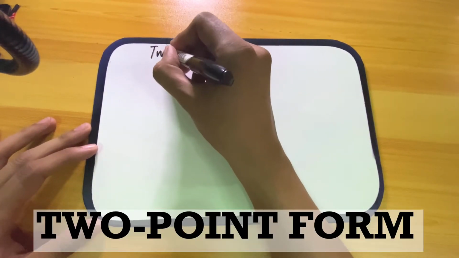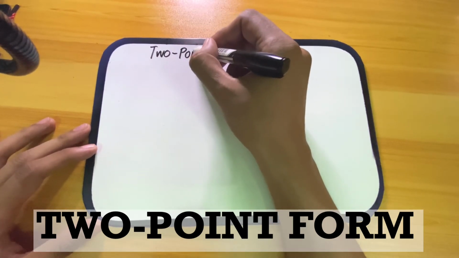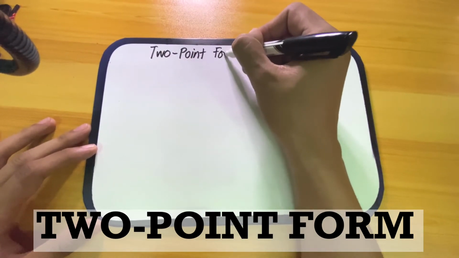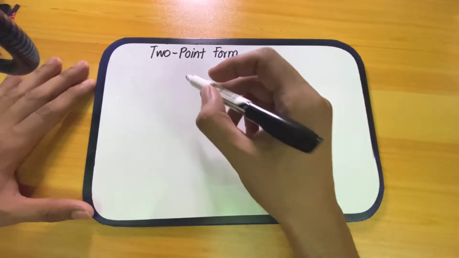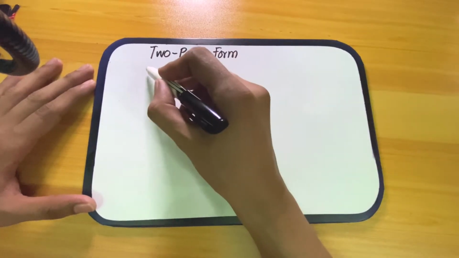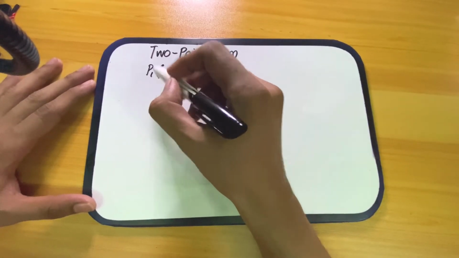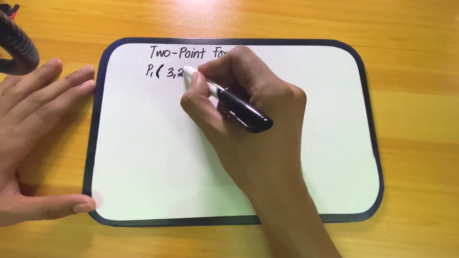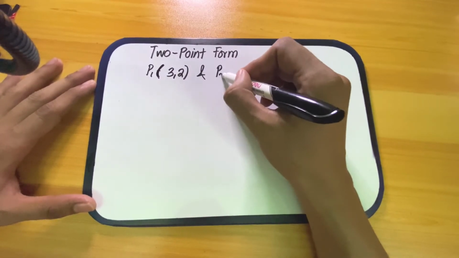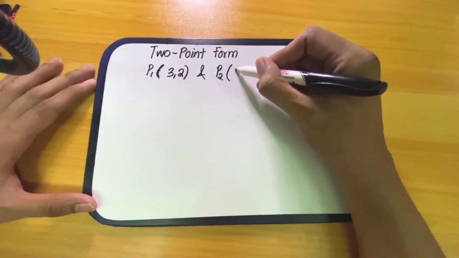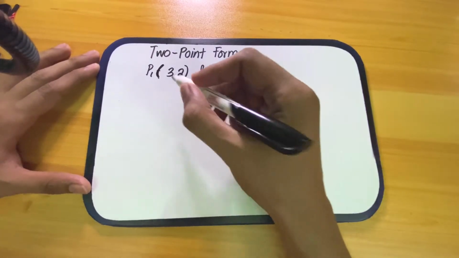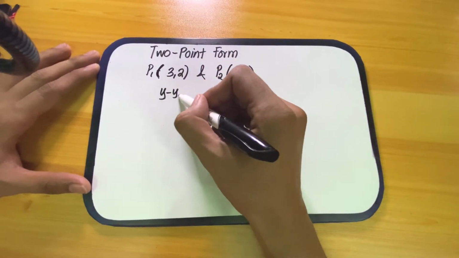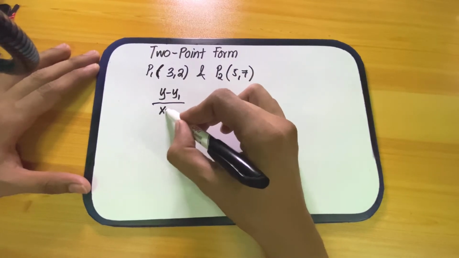The next method that I will show to you is the 2-point form. It is called 2-point form because you will be given 2 points. For example, I have here point 1, which is (3, 2), and point 2, which is (5, 7).